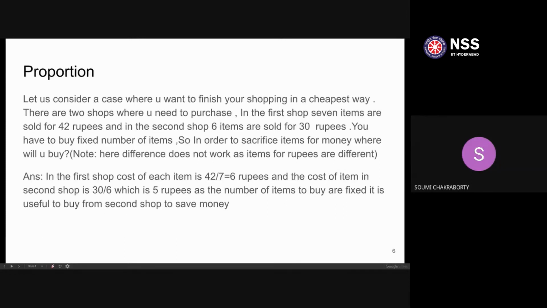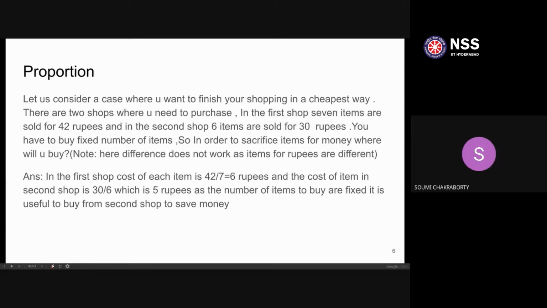Proportion. Now let's move on to proportion. Let us consider a case where you want to finish shopping in the cheapest way possible, like you want to spend the least amount of money that you can possibly spend. There are two shops where you need to purchase items from. In the first shop, 7 items are sold for 42 rupees. And in the second shop, 6 items are sold for 30 rupees.